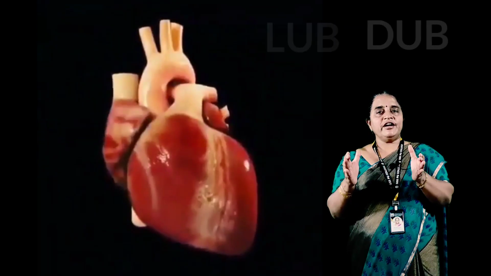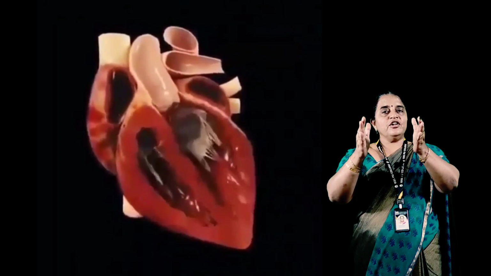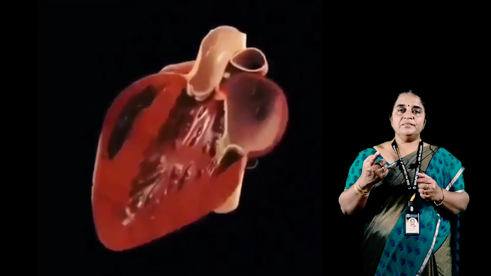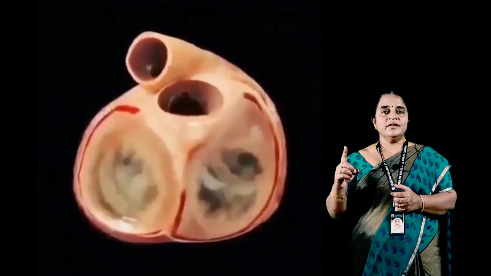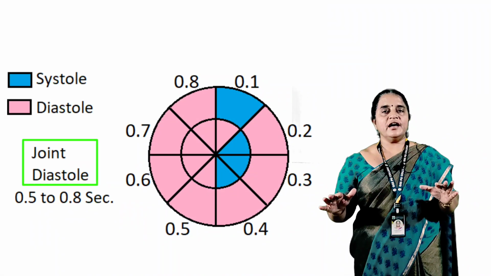For systolic contraction in the ventricle, the lub sound is produced, and for the atrial systolic wave, the dub sound is produced. So lub and dub, slightly louder and slightly slower sound, comprise one heartbeat, and then again the heart relaxes. It is called joint diastole.